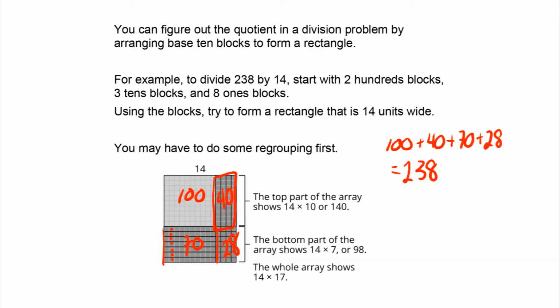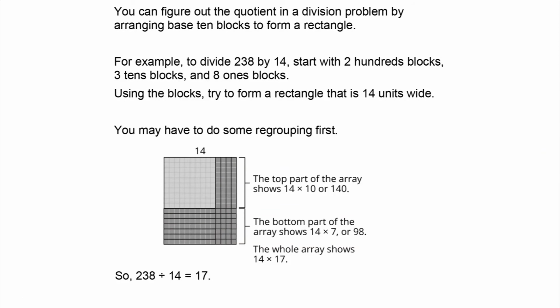238. Well, we can also see that if we take that 238 and divide it into 14 columns all the way across, that there are 17 rows going all the way down. So 238 divided by 14 will give us 17.